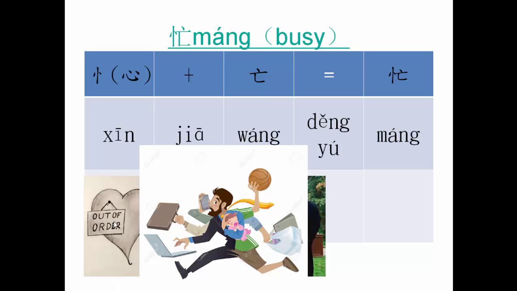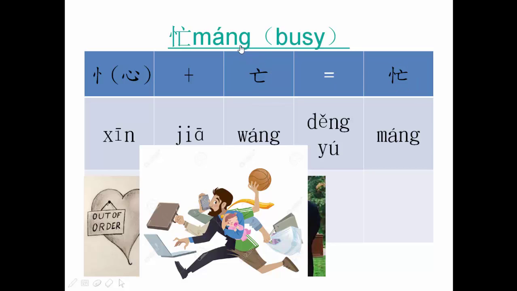If someone we really care about is dead, then we will be very busy preparing the funeral for that person. Because we have to call someone to let them know when the funeral is, what we will do in the funeral, and what we will wear in the funeral. So it means very busy. If you see 心 with 亡, then it is 忙, busy in Chinese.